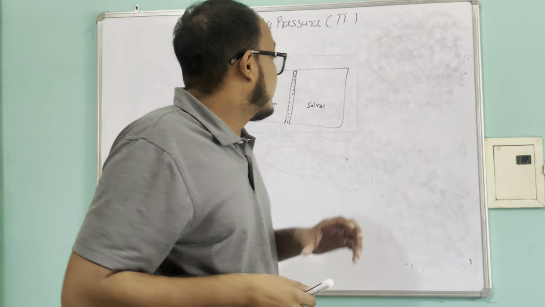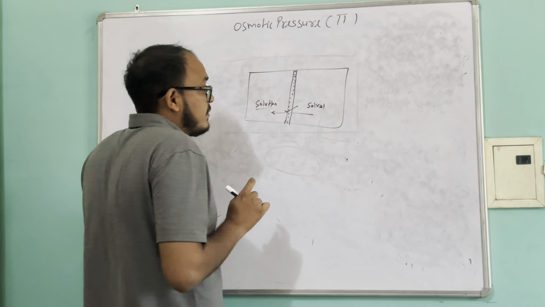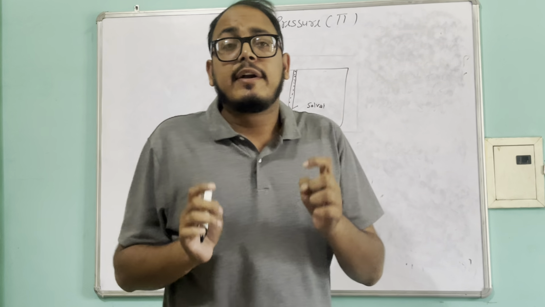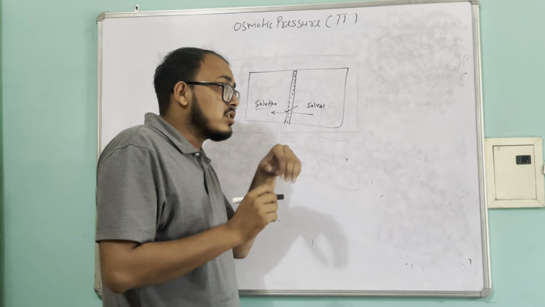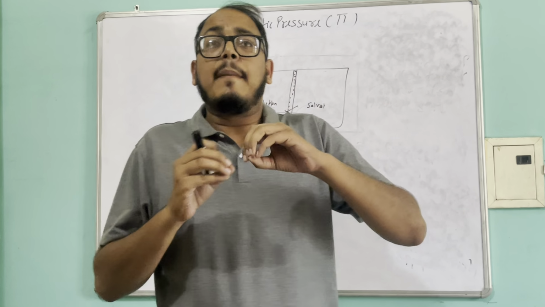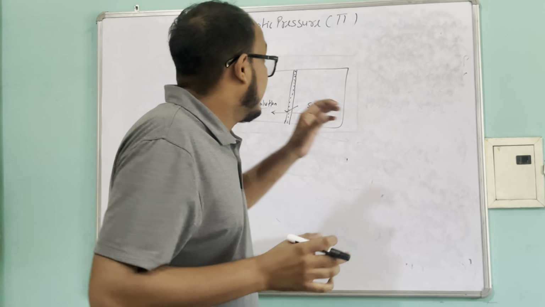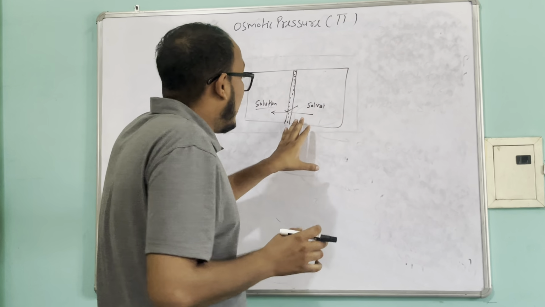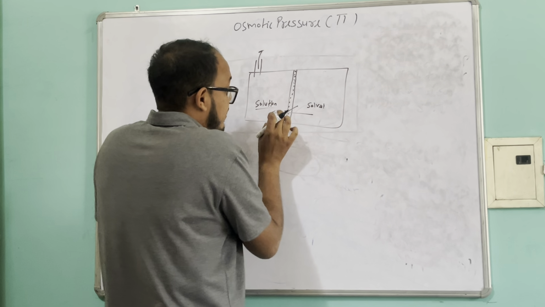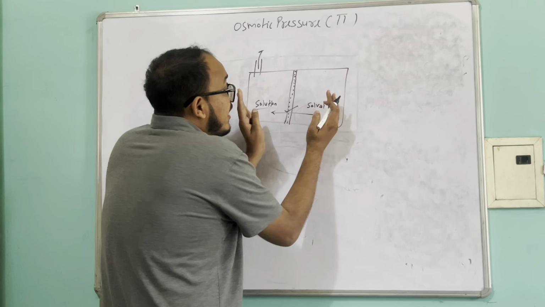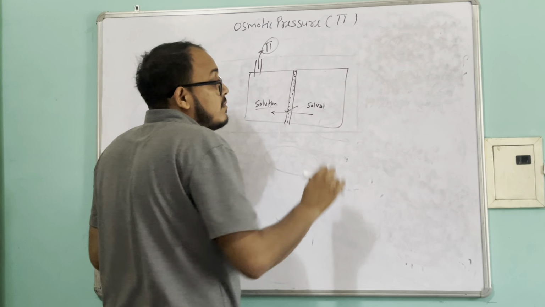The movement is possible from the higher concentration to the lower concentration. The pressure required to stop the osmosis, because osmosis occurs until equilibrium is achieved, so the process proceeds spontaneously. Now, the pressure which is required to stop osmosis is known as osmotic pressure.